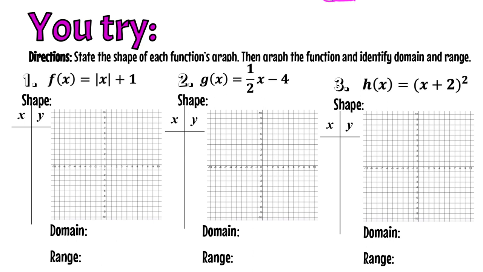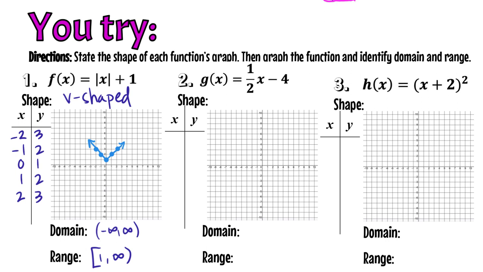All right, now it's your turn to try. Pause the video and try number 1. Hopefully you paused the video and you saw that f of x equals absolute value of x plus 1 is an absolute value graph, which is V-shaped. And when you plug in negative 2, negative 1, 0, 1, 2, you get a V-shaped graph that has the domain of negative infinity to infinity and the range of 1 to infinity. Try number 2 on your own. Pause the video and try number 2.